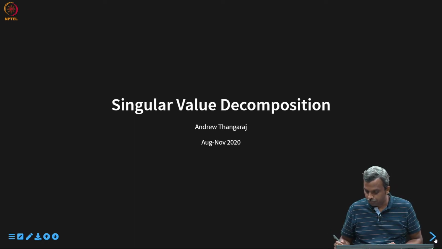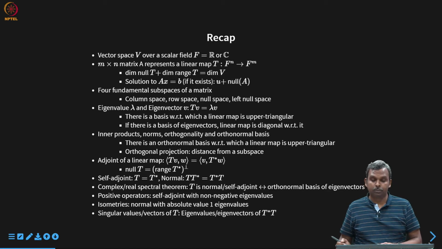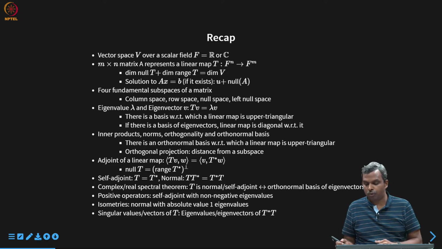I'll skip the recap. We saw it in the previous lecture. The main idea is that this definition of singular values and vectors is basically eigenvalues and eigenvectors of T star T. Singular values and singular vectors of T are basically eigenvalues and eigenvectors of T star T and T T star also. The left singular vector is that of T star.